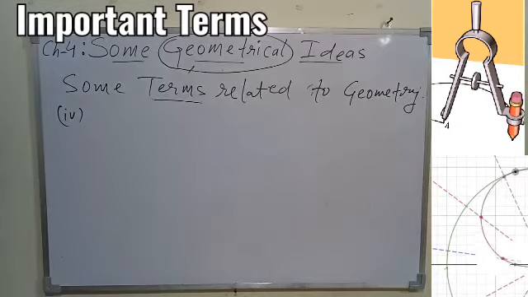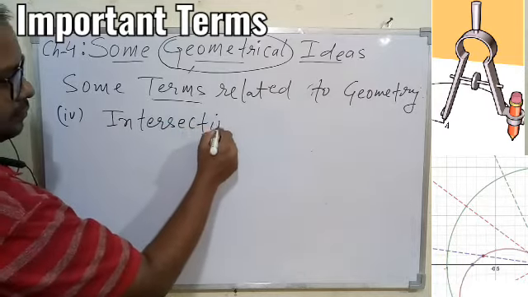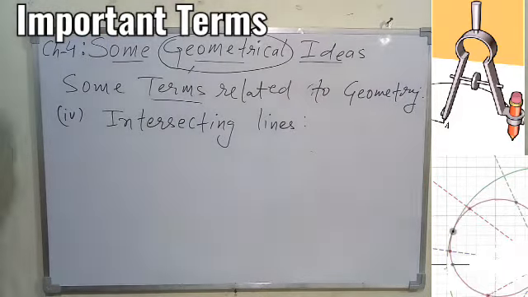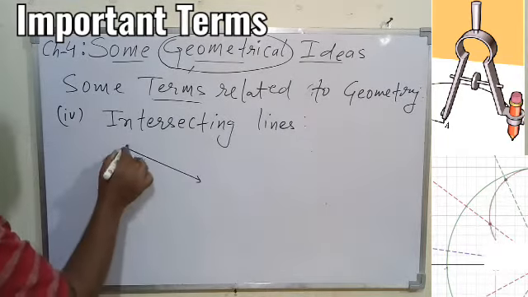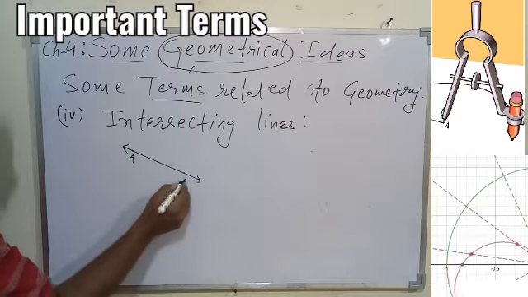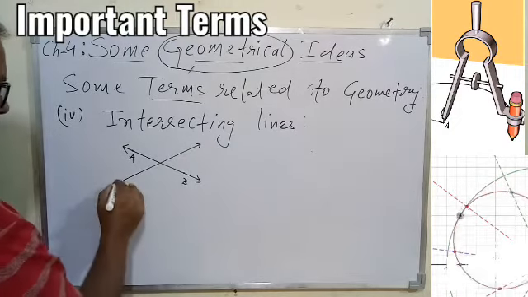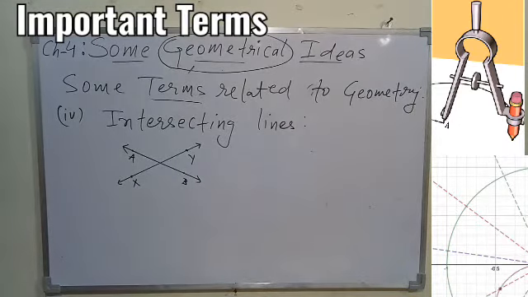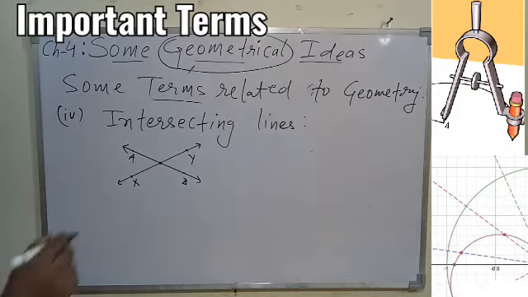Number four, let's talk about intersecting lines. Okay, so for this again take the help of two different lines. So I have shown you one line, let it be given the name AB. Okay, and this is another line, and let the name of this line be XY. So what you see here, these two lines AB and XY are basically having one common point also. So let this be named O.